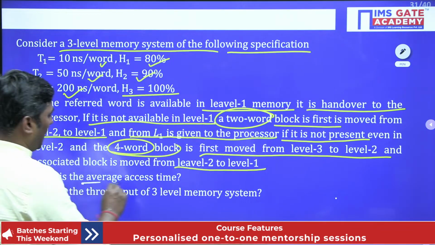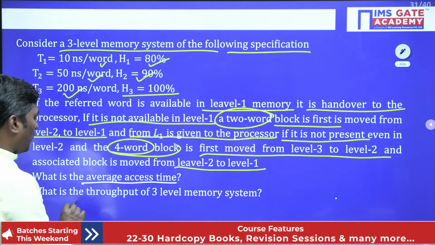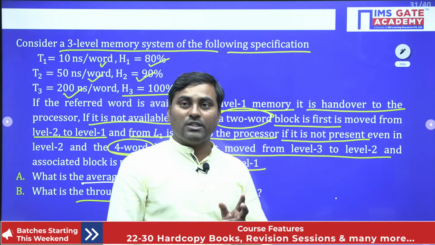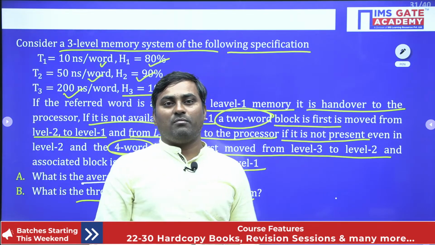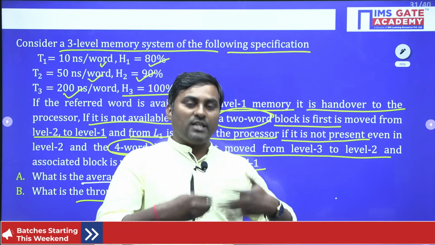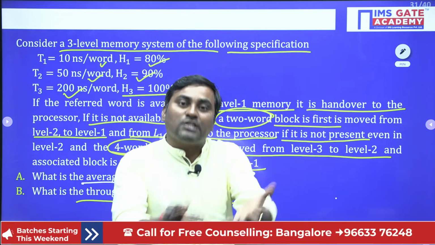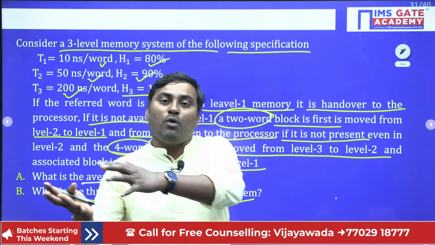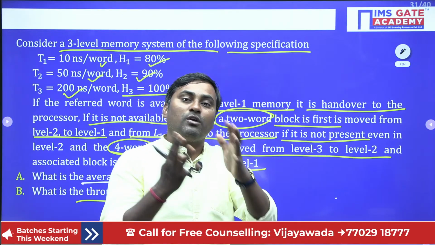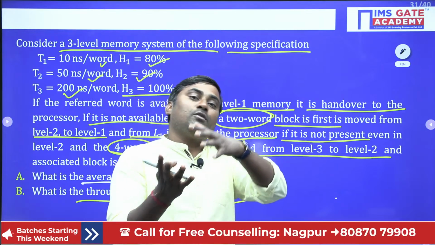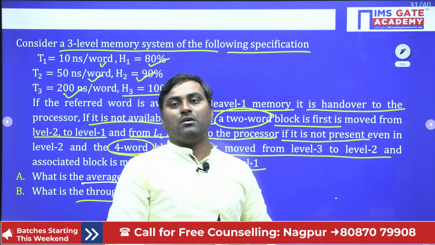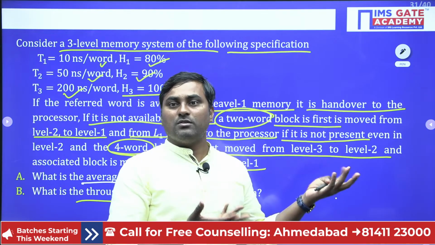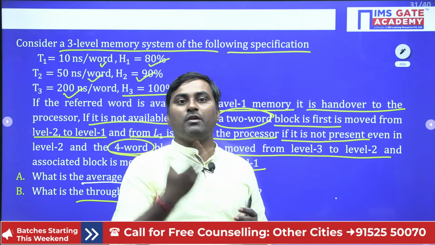What is the average access time in this system? What is the throughput of the 3-level memory system they gave? Now see, is this level by level or not? How to understand, sir? See, when there is a miss in level 1, 2 words are transferred from level 2 to level 1. When there is a miss in level 2, a 4-word block is transferred from level 3 to level 2. From there, 2 words are given from level 2 to level 1 and given to the processor. This is the spatial locality consideration. Yes, this clearly mentions a level by level connection only.